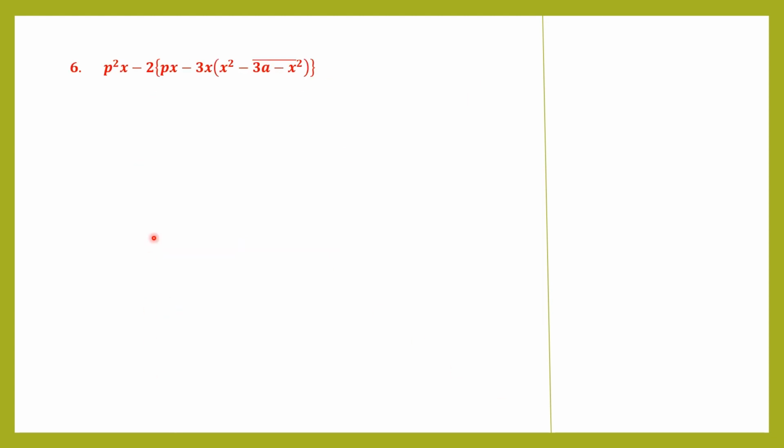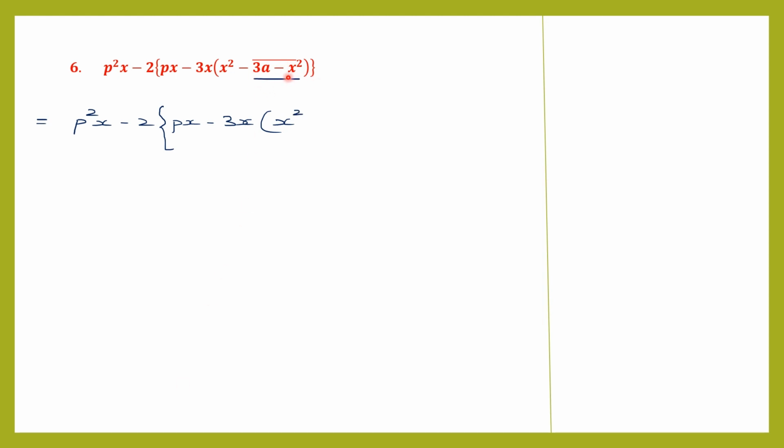Question 6. Here what do we have? We have curly brackets, we have the parenthesis, and we have the bar bracket. So bar bracket has to be removed first, that is this. So let's begin. p square x minus 2, and then curly bracket px minus 3x into x square. Now we're going to remove this, the bar bracket.